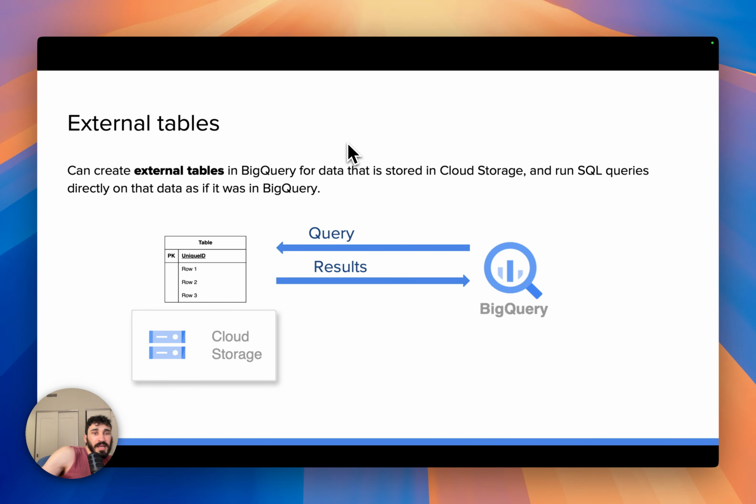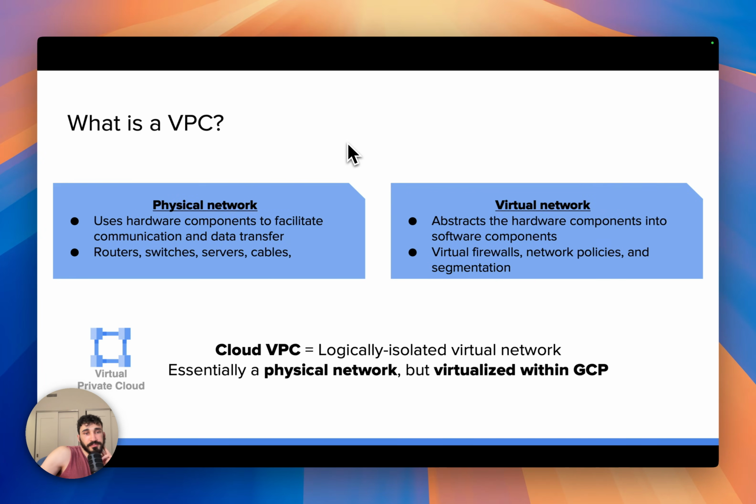Now, let's talk about external tables as well. External tables, we talked about cloud storage. External tables are when you have data in cloud storage that you query from BigQuery. All right? You run SQL queries directly on that data as if it was in BigQuery. So you might have a scenario on the exam where a team has data in cloud storage. They don't want to move it. They want the fastest or most convenient way to query the data that's in cloud storage, but using BigQuery. This is the way that you would do it. You would set up an external table.